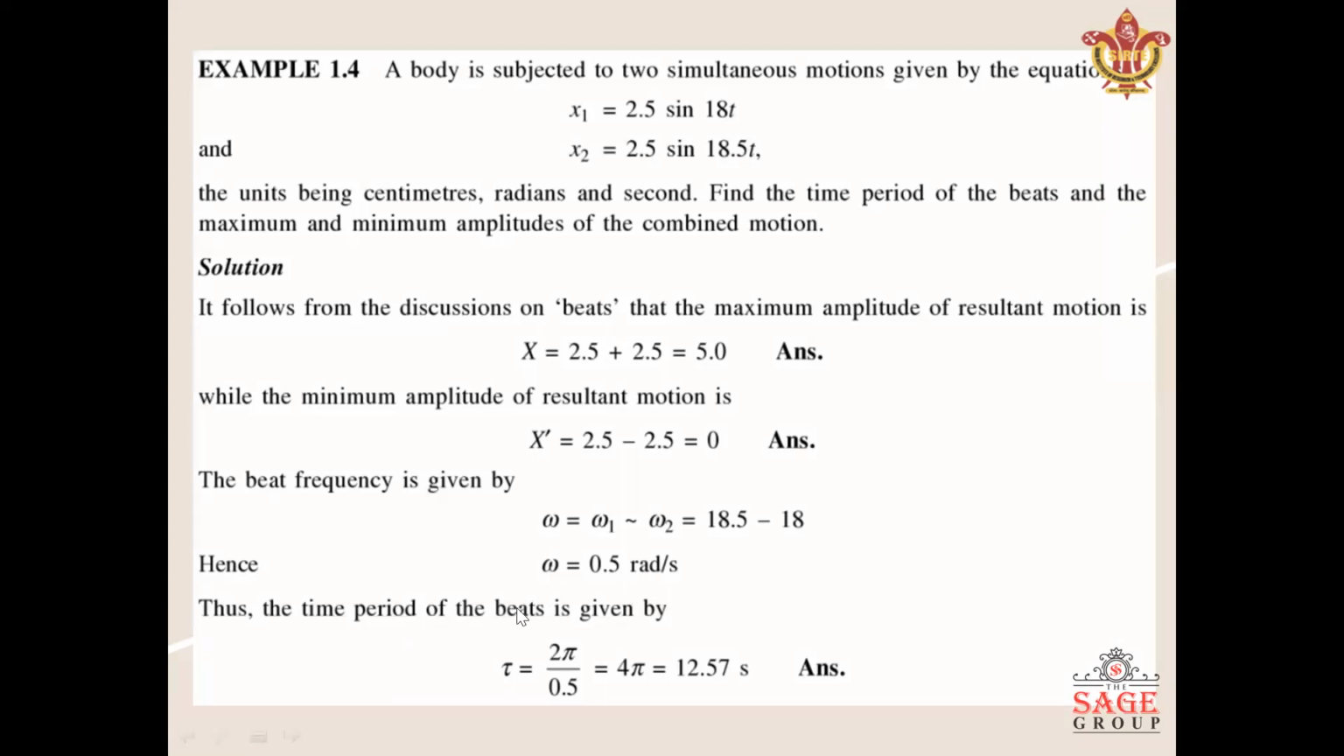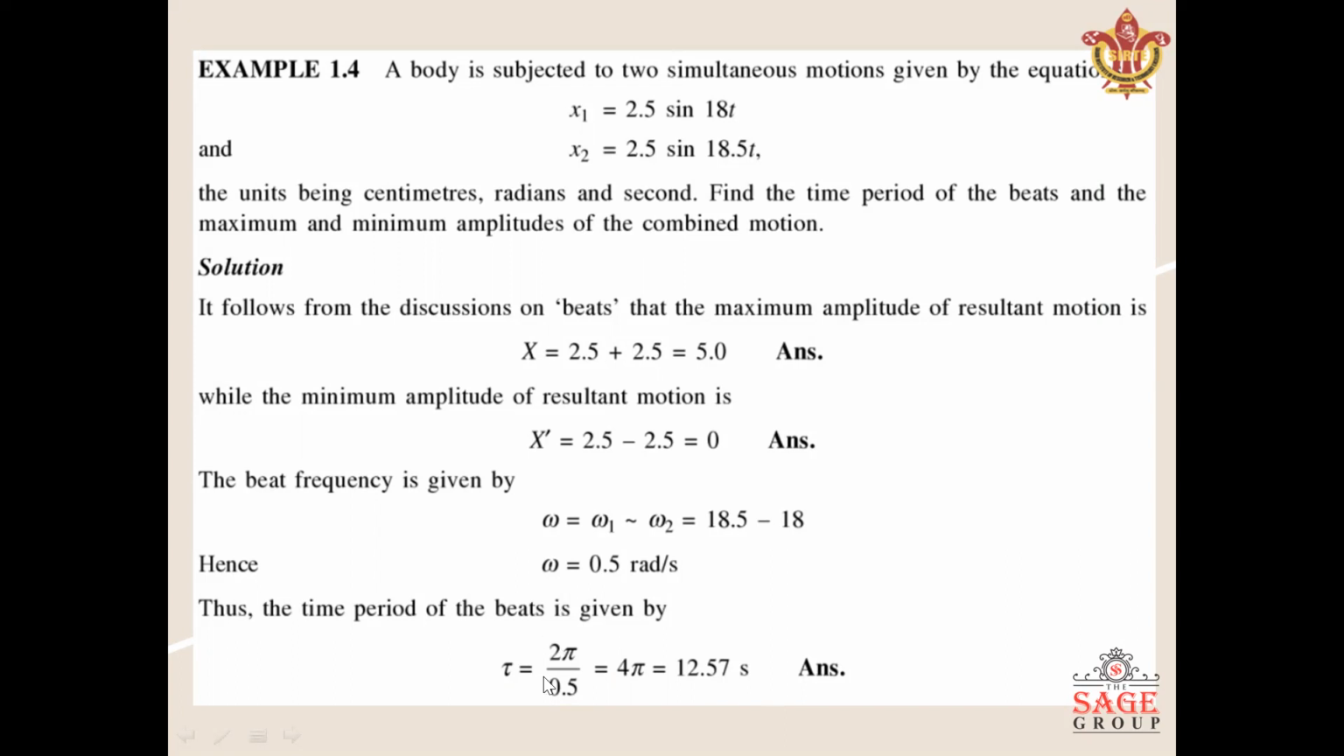Thus, the time period of the beat is given by the formula 2 pi by eta, and instead of eta we are using omega, which is basically the difference in frequency. So tau is equal to 2 pi upon 0.5 radian per second. We will get 4 pi. This is the time period, 4 pi. By putting the value of pi, we get the time period as 12.57 seconds.